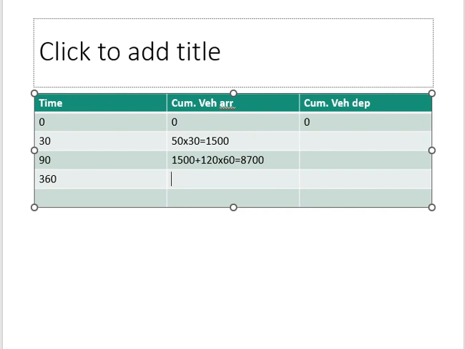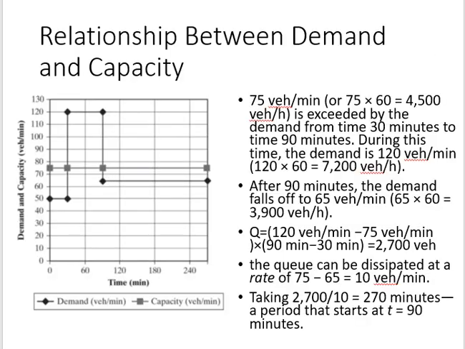Any questions? Okay. Next, time 360 is somewhere out of the graph. It's not shown here, but the rate is the same. You see, the line will continue.